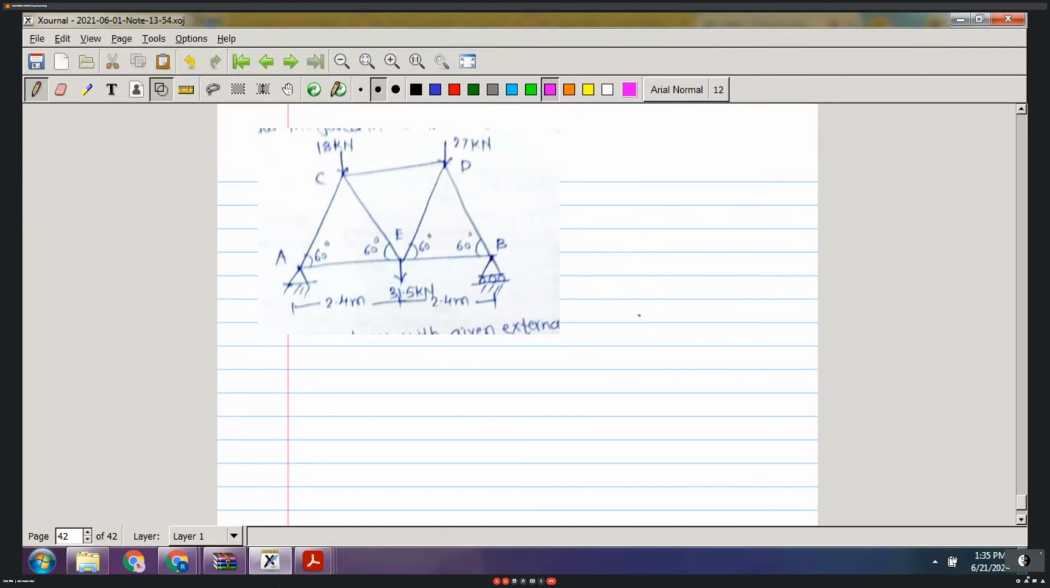Just write method of joints. Under that we will solve this problem. Can you draw this figure? Find forces in all the members.